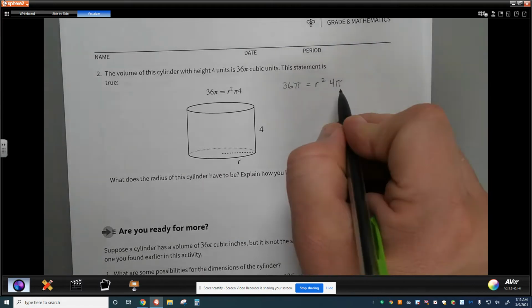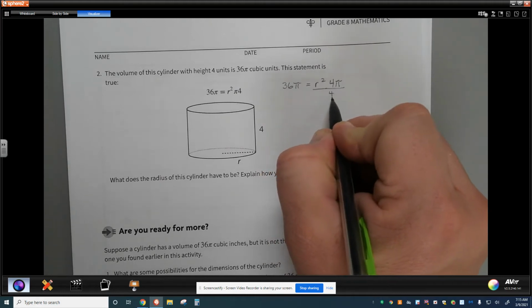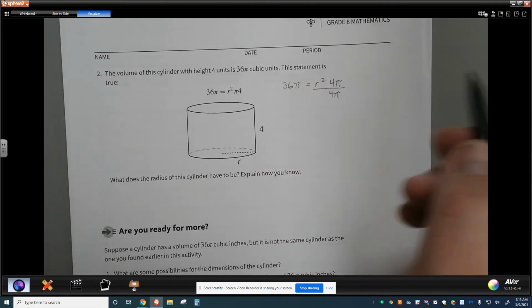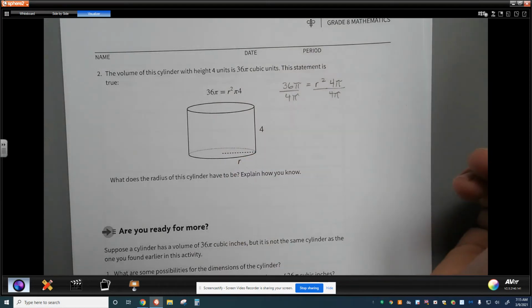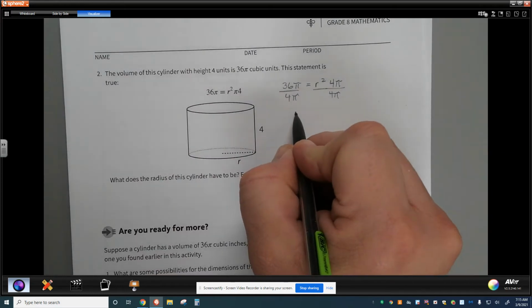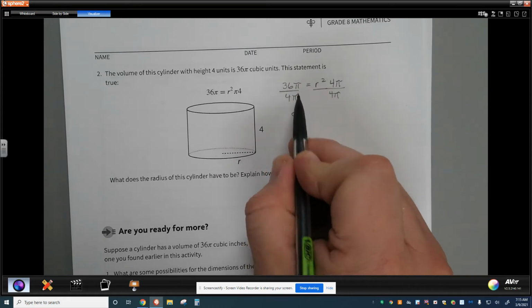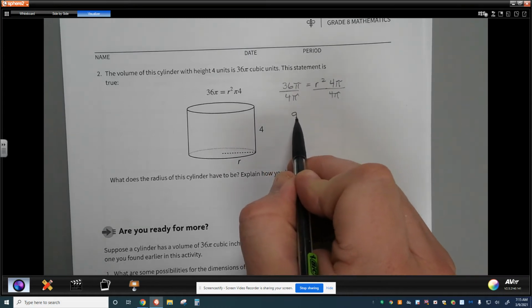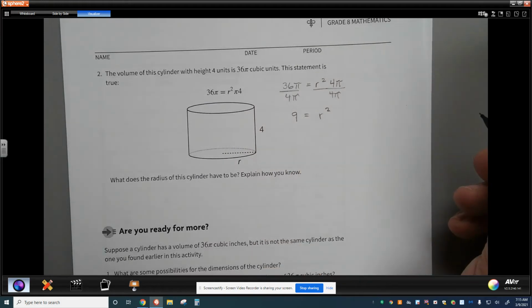No big deal there. And what I want to do with this first is divide out 4 times pi from the expression on the right. We'll divide out 4 times pi from the expression on the left, and we'll get 9. Because again, 36 divided by 4 is 9, pi divided by pi is 1, 9 times 1 is 9, and that leaves us with the radius squared.